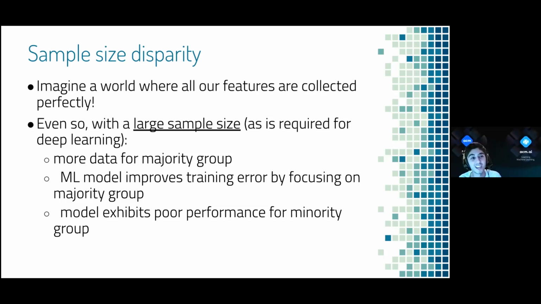So you can see how this compounds, because in the real world, we're never going to have a perfectly collected feature set. On top of that, we're probably doing a worse job of collecting the minority features in the first place. And then even when we collect the minority features, the problem gets worse just because the model isn't going to care about the minority group as much. So you can see how there are multiple levels of this problem that compound.